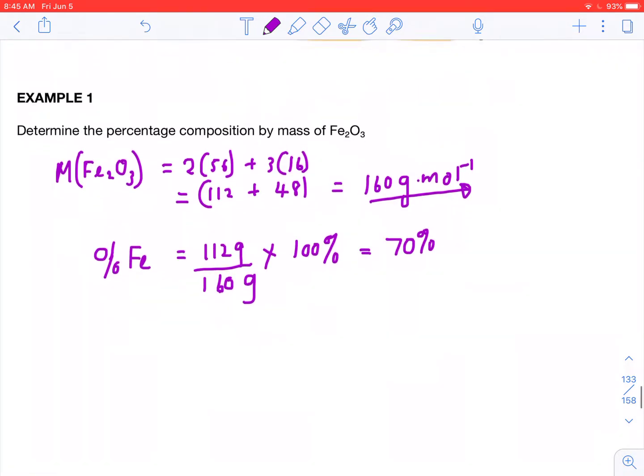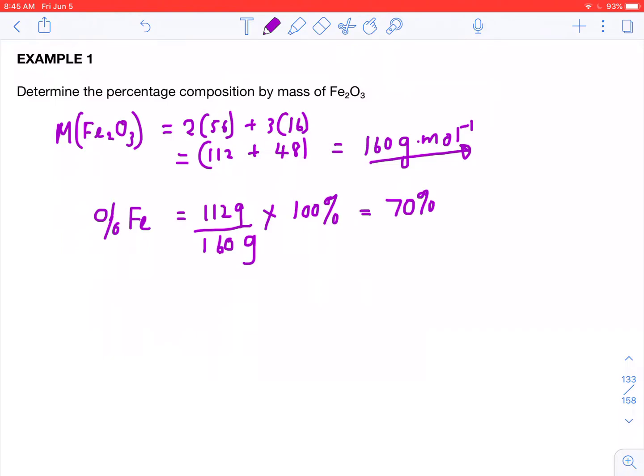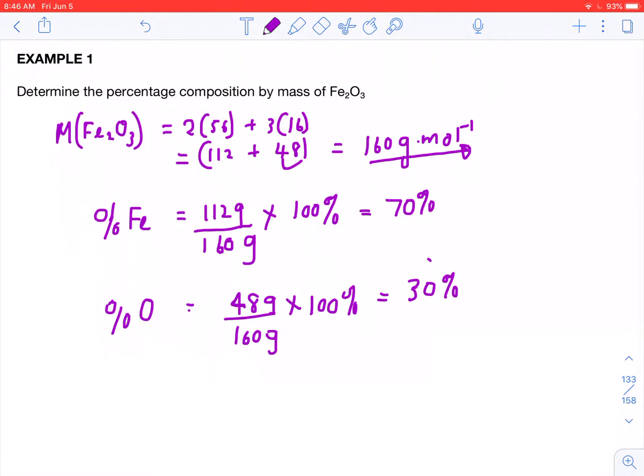100%. Then, for oxygen, we want the percentage of oxygen, which would mean we've got only 48 grams of oxygen, and our total mass of the sample is 160 grams. Times 100%, which then gives us 30% of oxygen.